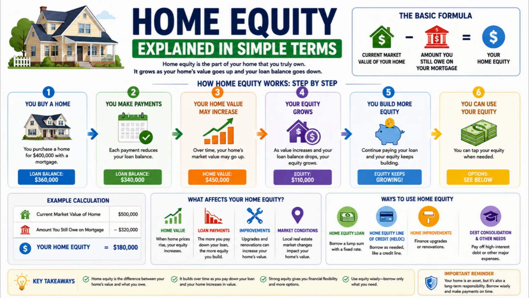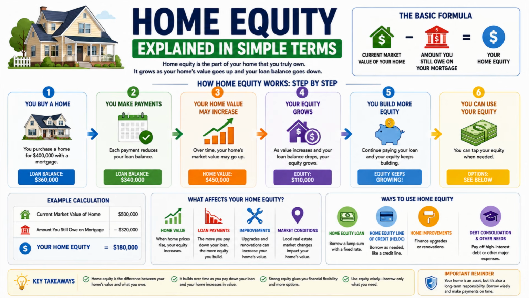First, you buy a home using a mortgage. In the infographic example, a person buys a home for $400,000 and the starting loan balance is $360,000. At this stage, the buyer owns some equity, but a large part of the home is still financed by the lender. Next, as you make mortgage payments, your loan balance slowly goes down. Every payment helps reduce the amount you owe, especially over time. In the example, the loan balance drops from $360,000 to $340,000. Because the debt is lower, your ownership portion becomes bigger.